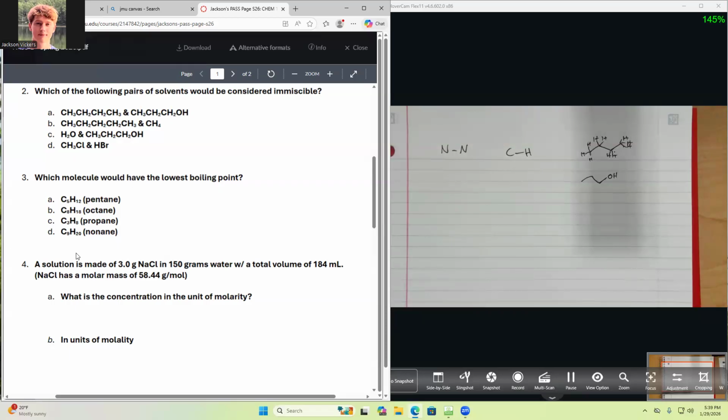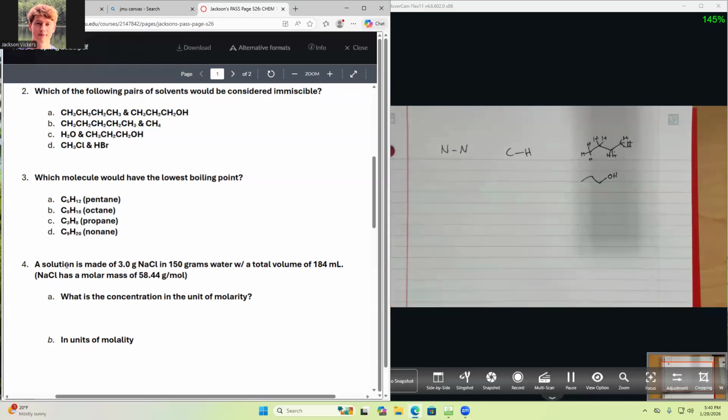Which molecule would have the lowest boiling point? Right off the bat, all of these have the same intermolecular forces. They're all hydrocarbons, is what we call those. And so we know it's all going to be dispersion forces, but they differ in their length. They are either really long, like down here, this is 9 carbons, and this one is only 3. So what do we think the answer is for that one? C. Yep. What makes you think that?